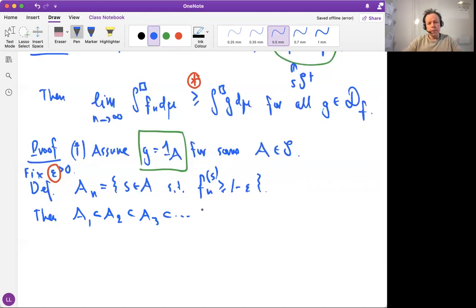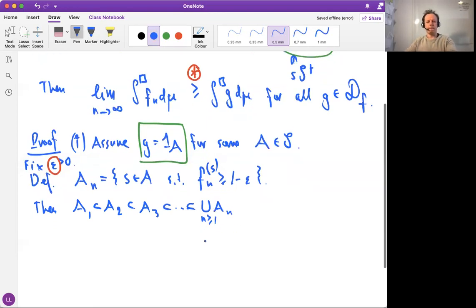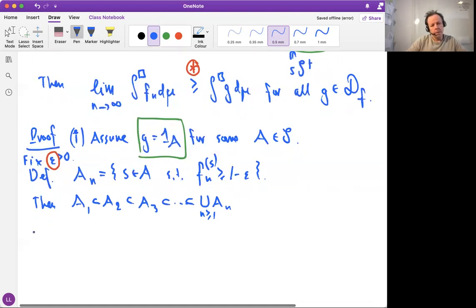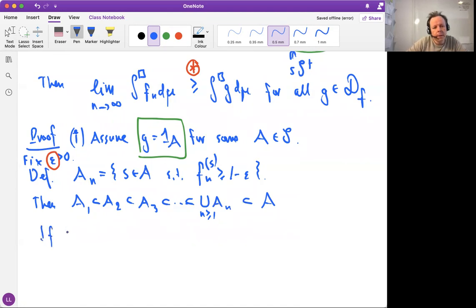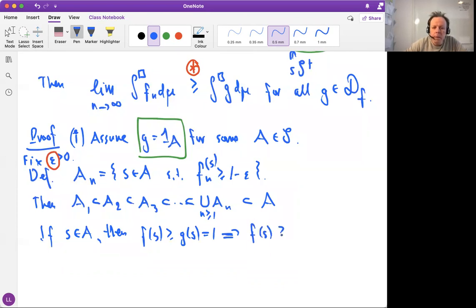What is in the union? So they increase to the union of the An. What is the union of the An? Let's look. The union, of course, belongs to A, because all the points in every An are subsets of A. So the union is contained in A as well. On the other hand, if we take a point from the set A, then we look at what's the value of f(s). It was dominating g, and g is equal to 1. So we conclude that f is at least 1 on this set A.